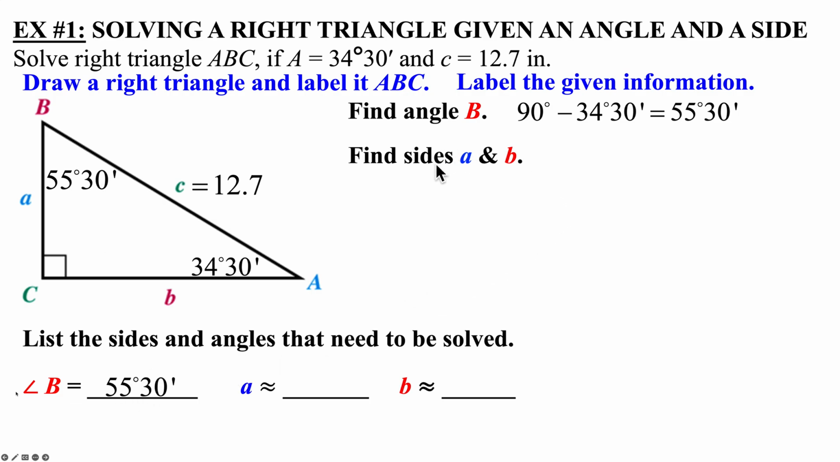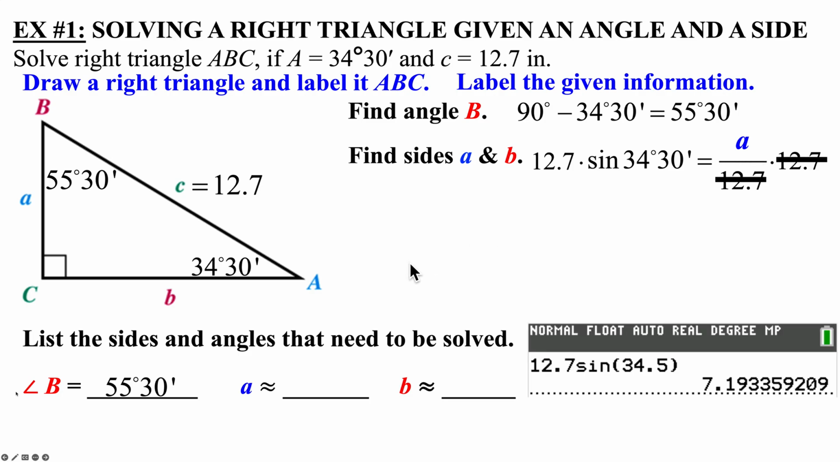Now you have to find sides A and B. So again, we want to work with these two values. To find side A, the angle opposite is my 34 degrees, 30 minutes. My hypotenuse is 12.7. That's my sine, opposite over hypotenuse. So to find side A from this trig ratio, all I have to do is get rid of the division by 12.7. So I multiply 12.7 to both sides. Those cancel. And now that's my calculator entry right there.